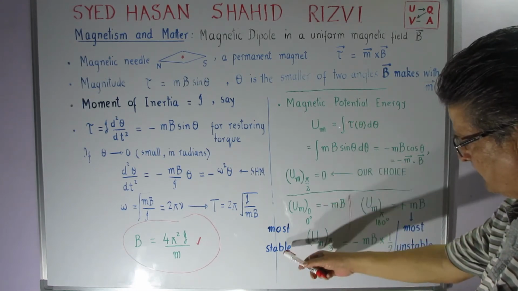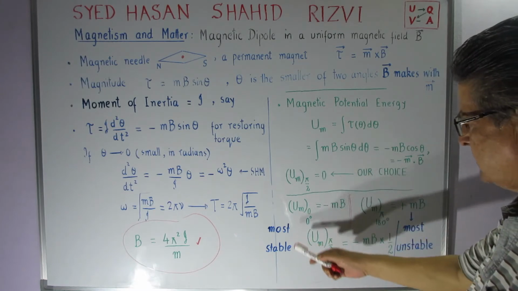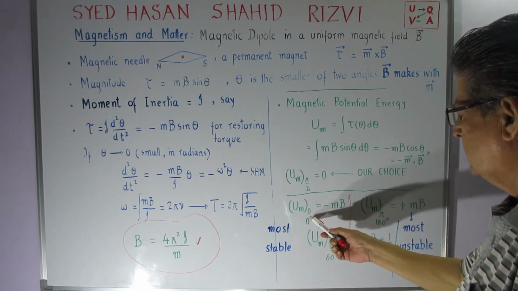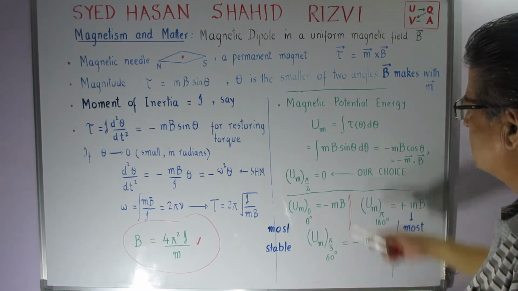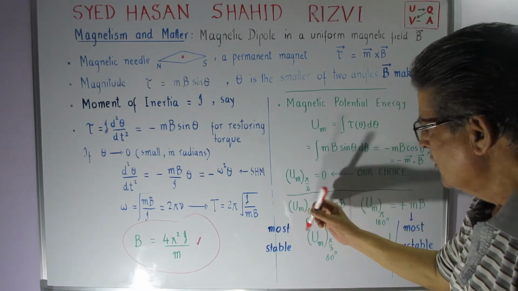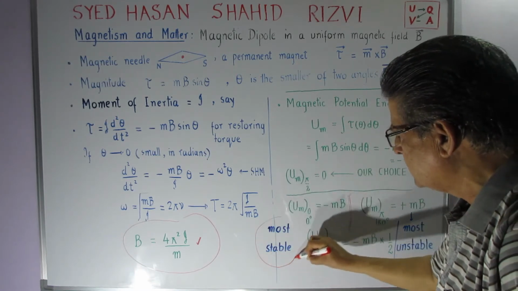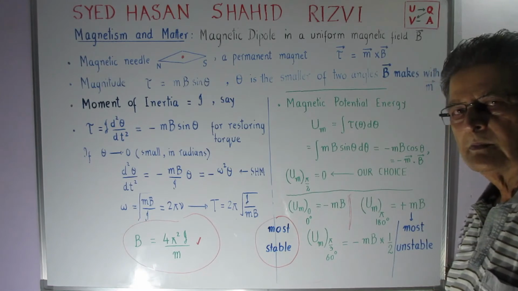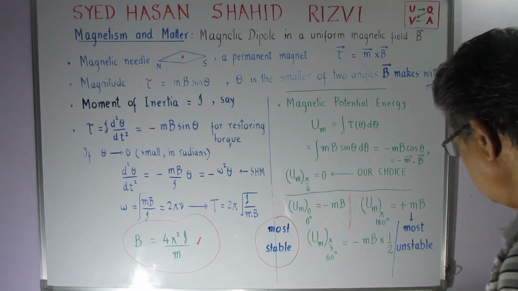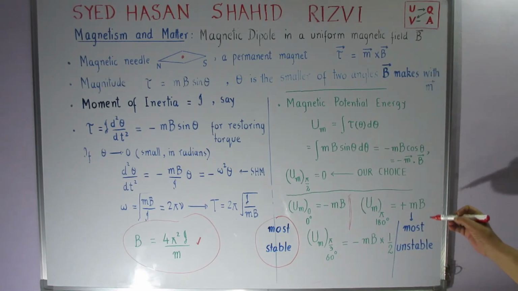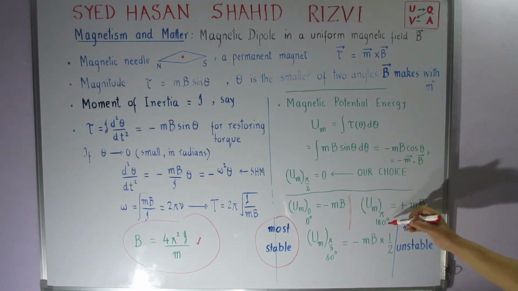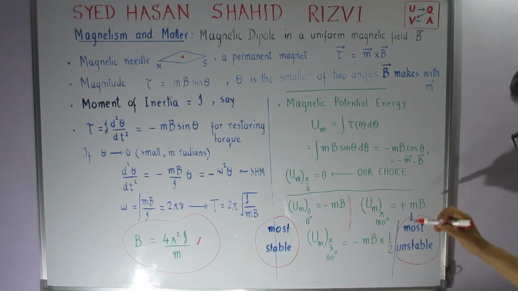Now this situation, 0 degrees, that angle, is the most stable situation. And if you put it in this situation, 180 degrees, that is the most unstable situation.